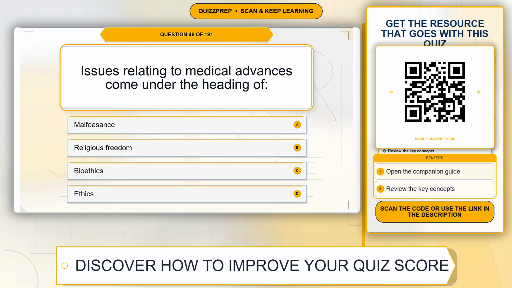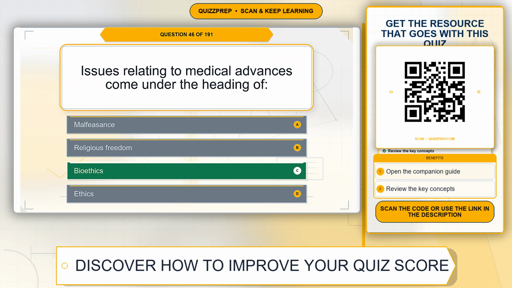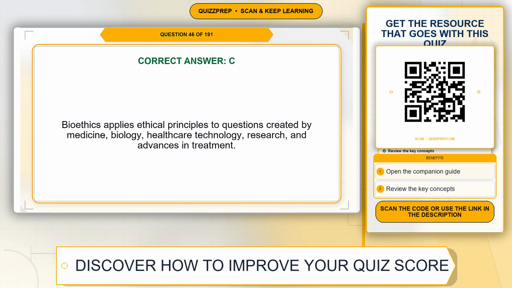Question 46. Issues relating to medical advances come under the heading of option A, malfeasance. Option B, religious freedom. Option C, bioethics. Option D, ethics. The correct answer is option C, bioethics. Explanation. Bioethics applies ethical principles to questions created by medicine, biology, healthcare technology, research, and advances in treatment.